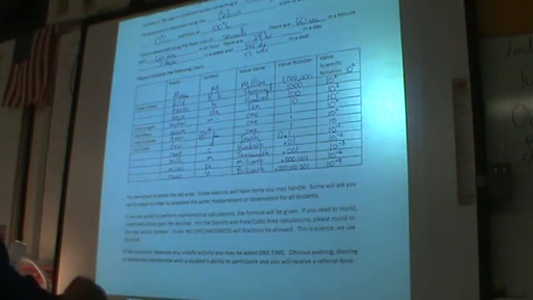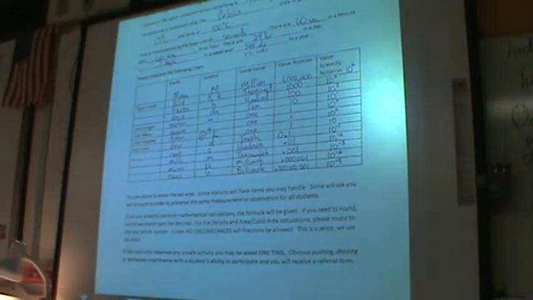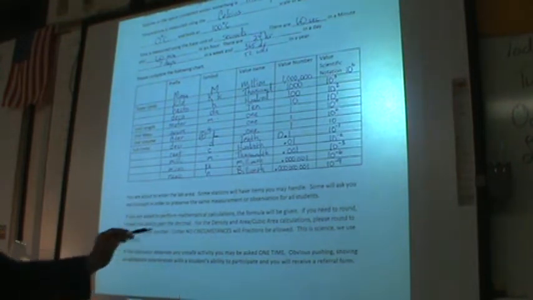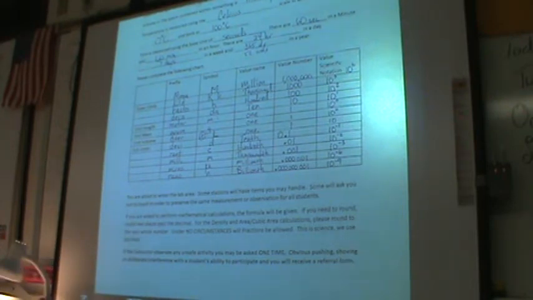So here you have it. This is our major chart with all of our major values in the metric system that we will be using in class. At the bottom, which you probably can't see very well on the camera, this is just telling the students that we're going into the lab area, that if we're performing mathematical calculations, I will give them the formula.